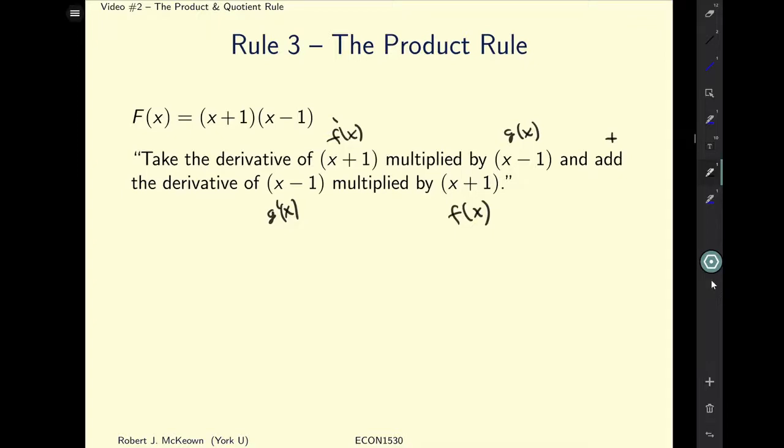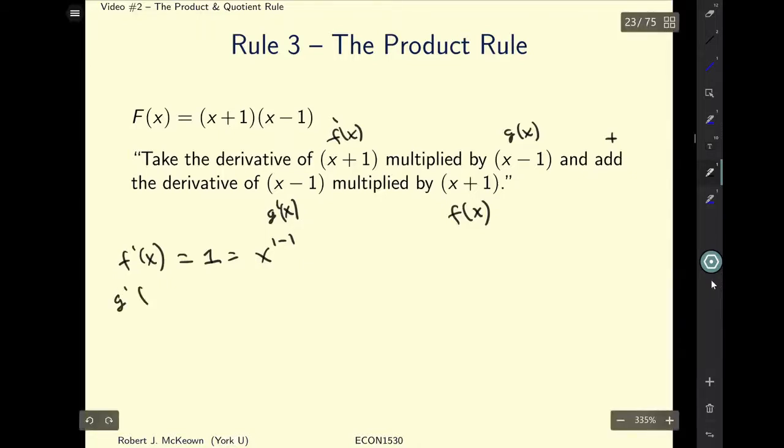So I want to take the derivative of f of x. Well, the derivative of f of x is what? It's 1. Right? Which is x to the 1 minus 1. And the derivative of g of x is also equal to 1, which is x to the 1 minus 1, x to the power of 0. That's x to the power of 0. That's equal to 1.